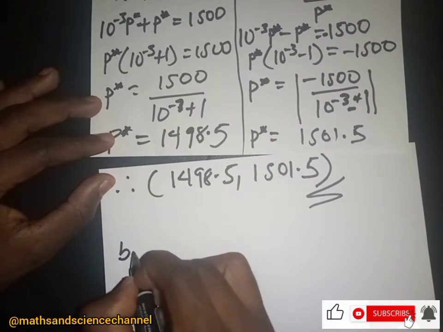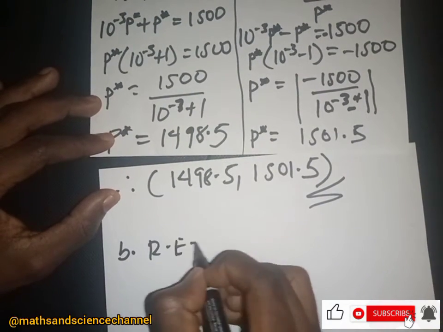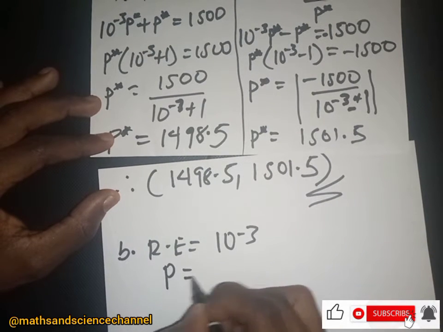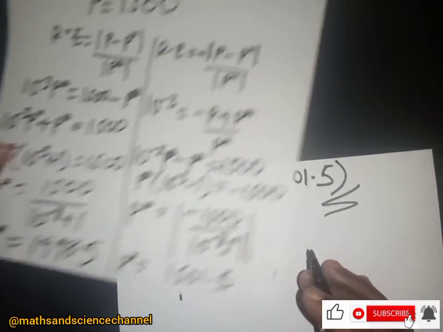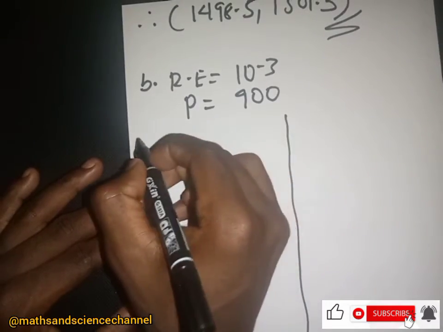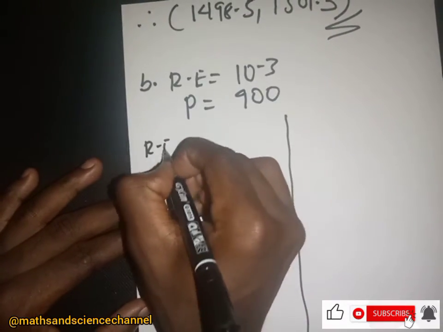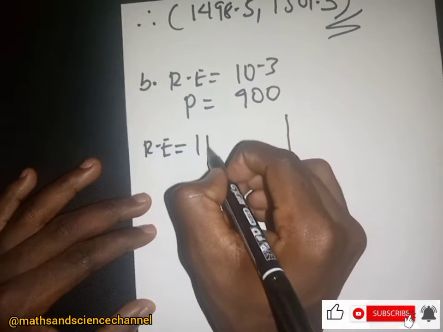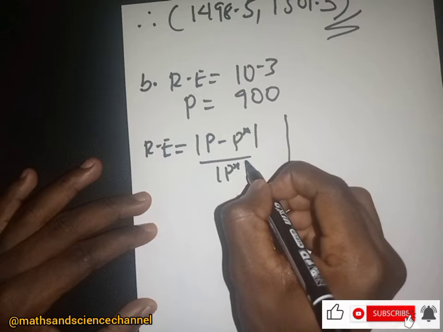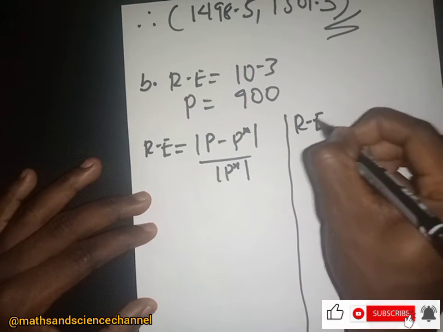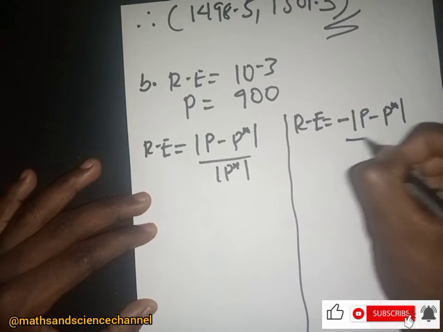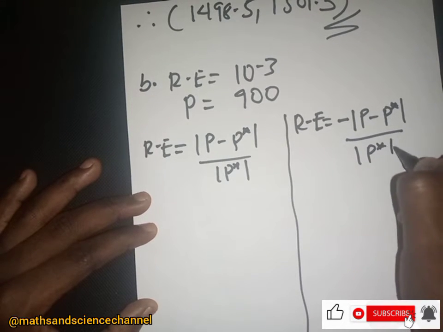Now let's look at B. In B, the relative error is still 10 to the power minus 3, and the absolute P here is 900. So let's do that now. Let's separate it for both intervals. We get relative error equal to P minus P star, divided by P star, then the same over here, but negative multiplying through, divided by P star.